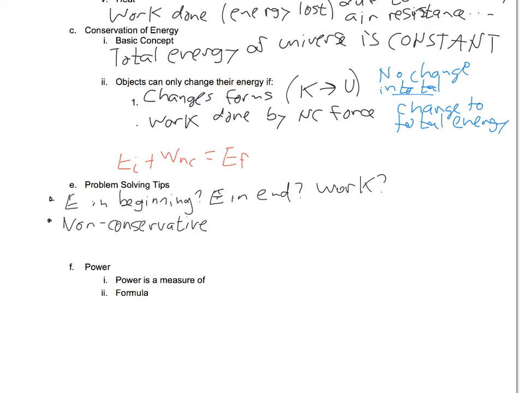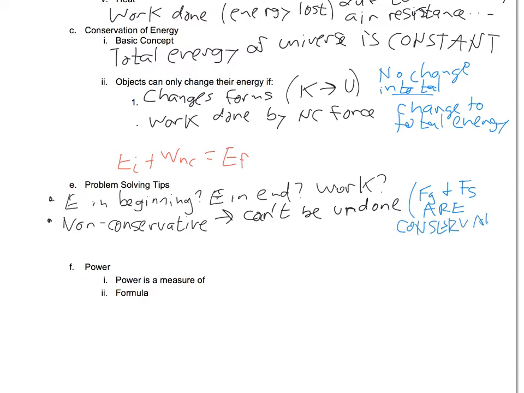Something else we want to keep in mind is this meaning of non-conservative. We talk about non-conservative forces, and the most basic way I think about this is that work done by a non-conservative force can't be undone. So friction, pushes, pulls, things like that, those are all non-conservative forces. Fg and Fs are conservative. We can undo the work done by them.